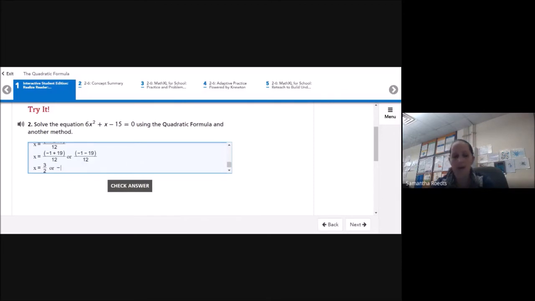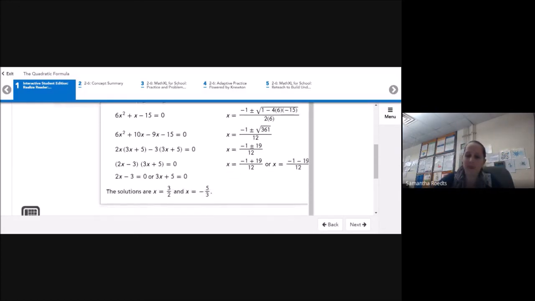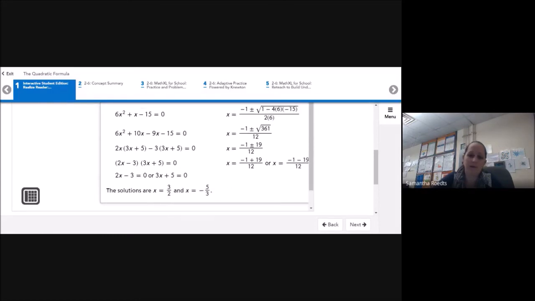or negative 5 thirds. So again, either answer works. The quadratic formula always works. You don't have to factor anything out. You don't have to figure out what multiplies, none of that. You just have to remember the formula. Those solutions give you x equals 3 halves and x equals negative 5 thirds.